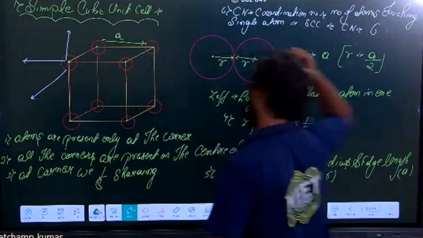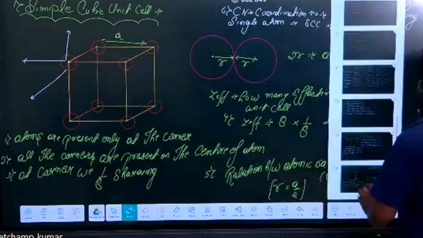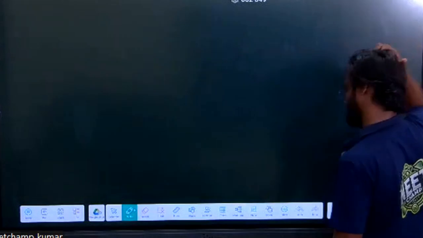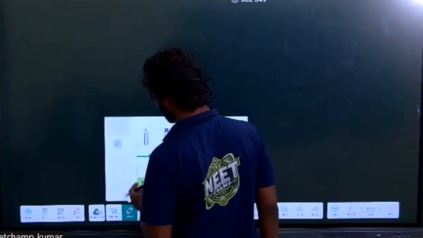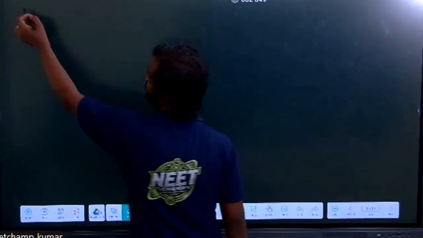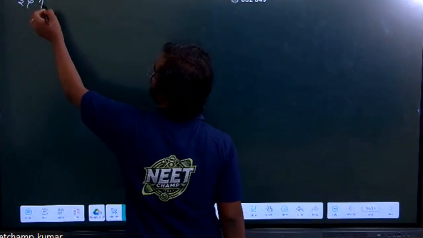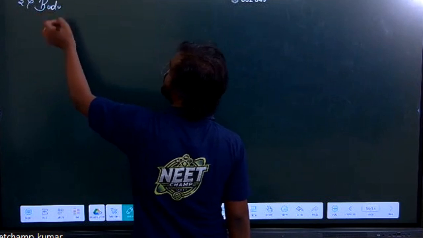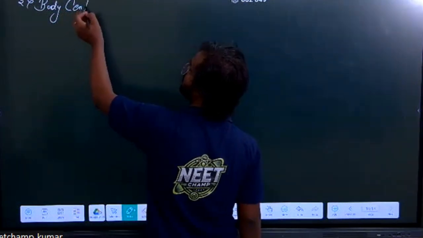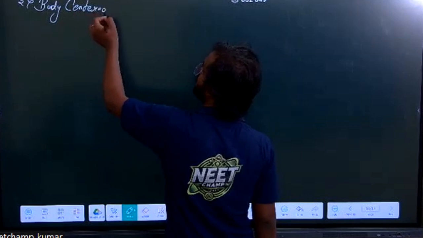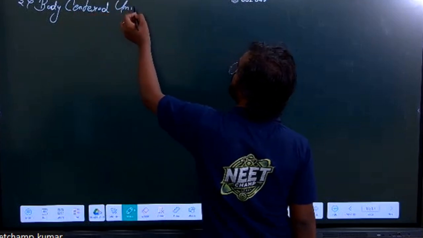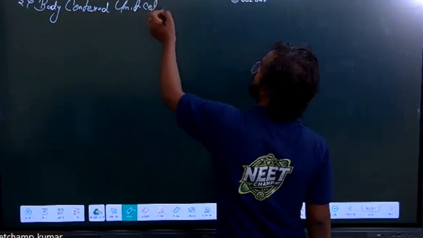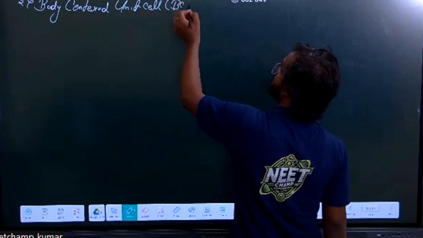Similarly, we have to see the body centered unit cell. Is it clear to everyone? Yes, sir. Okay, now next is the body centered unit cell, that is called BCC.